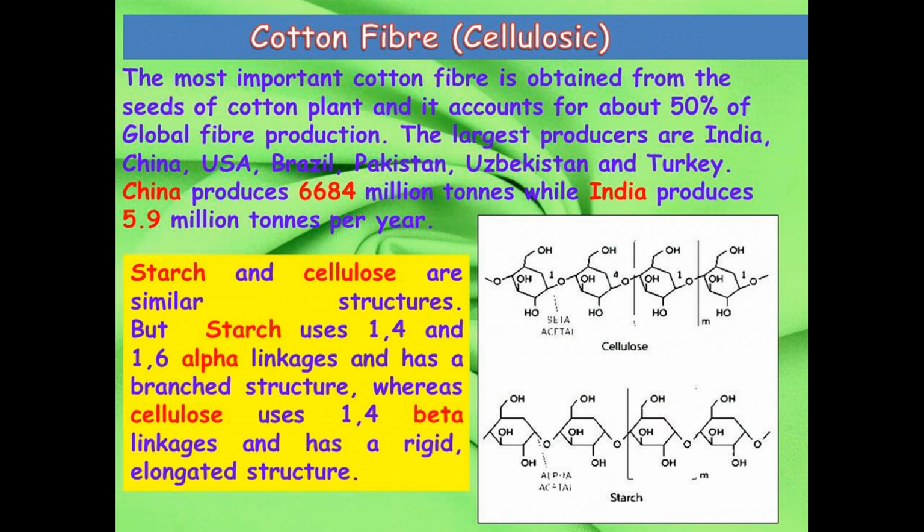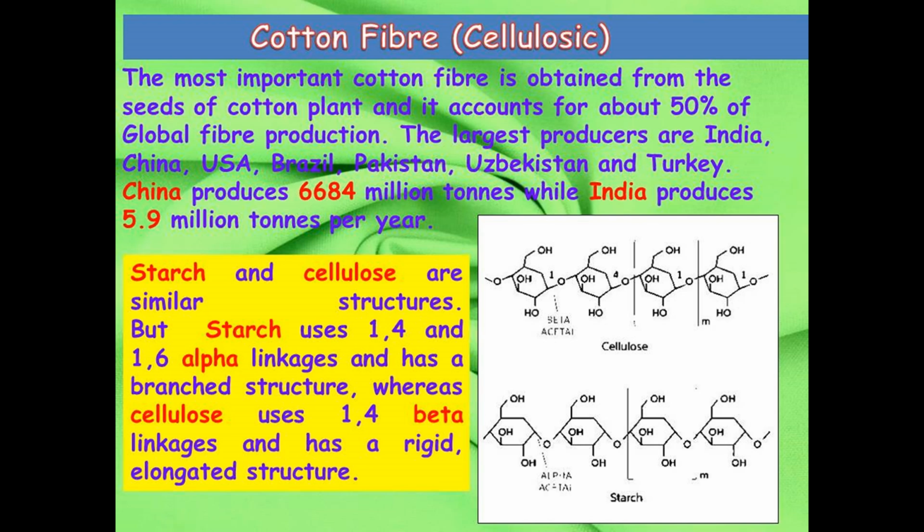The most important cotton fiber is obtained from the seeds of the cotton plant, and it accounts for about 50% of the global fiber production. The largest producers of cotton are India, China, USA, Brazil, Pakistan, Uzbekistan and Turkey. China produces 6.684 million tons, while India produces only 5.9 million tons per year.